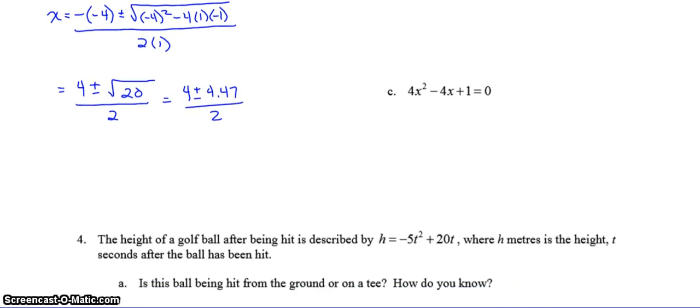Now, to get your two zeros, one zero is found by using the plus sign. 4 plus 4.47 over 2. That is 8.47 over 2. And that is 4.24 when rounded to 2 decimal places.